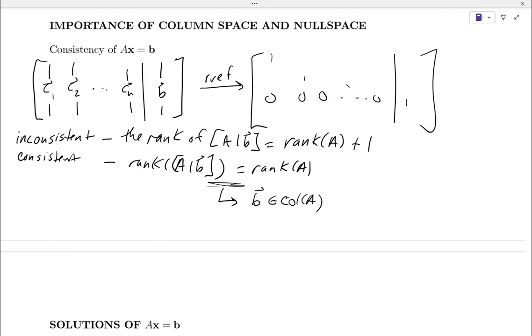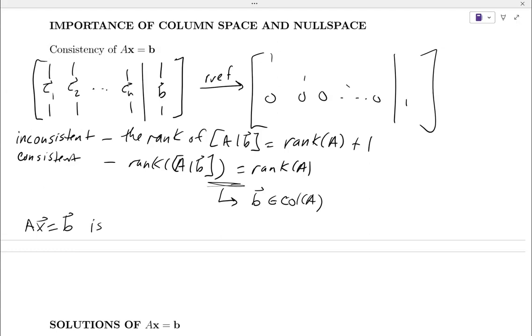And if it's in the column space, then it's going to be consistent. It works both ways. Because if it's already in the column space, then I know when I row reduce, I'm not going to get a pivot in that final column. So this is one of the things that we care about with the column space, is that we can actually have an if and only if statement.